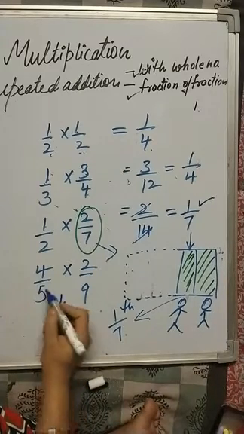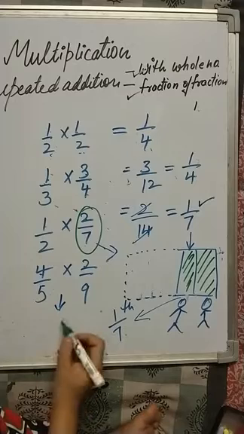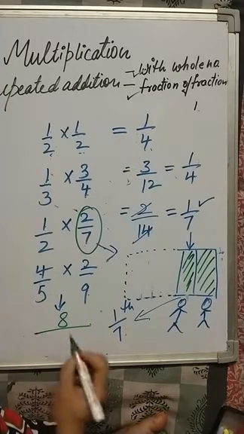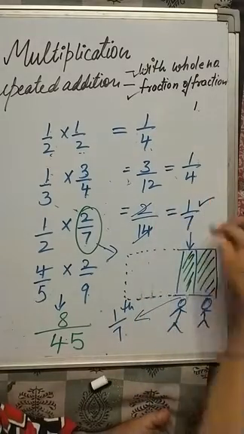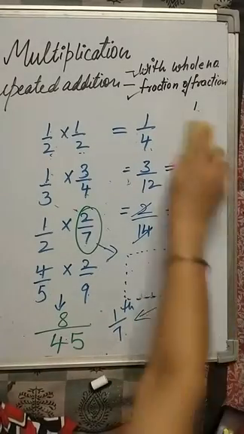Similarly, we can say 4 2s are 8 and 9 5s are 45. Always write the answers in lowest forms.